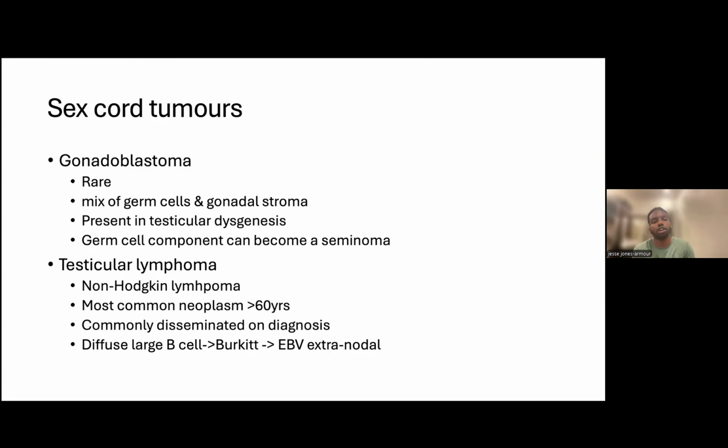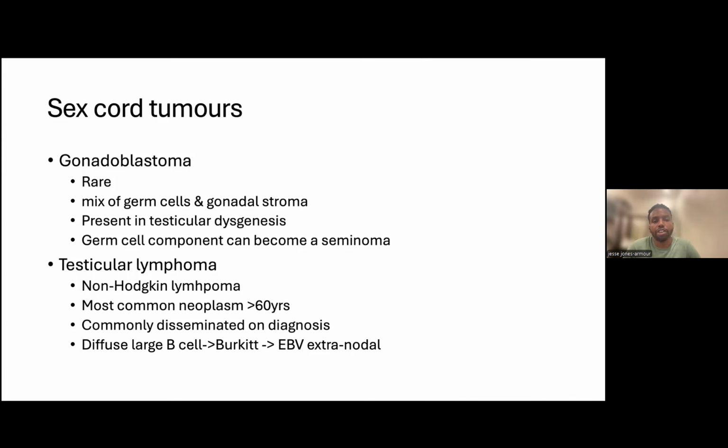You have your gonadoblastomas, which are also very rare. They are a mix of germ cells and gonadal stroma. They present in testicular dysgenesis. So almost 100% of patients that have testicular dysgenesis would present with this. No, it's the other way around. All patients who had gonadoblastoma had testicular dysgenesis before. You have a germ cell component, which can be a seminoma, and then you have the symptoms of seminoma as well.